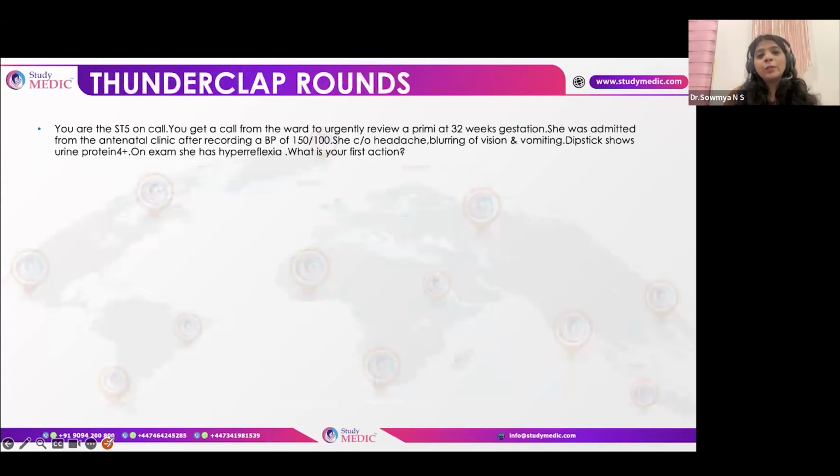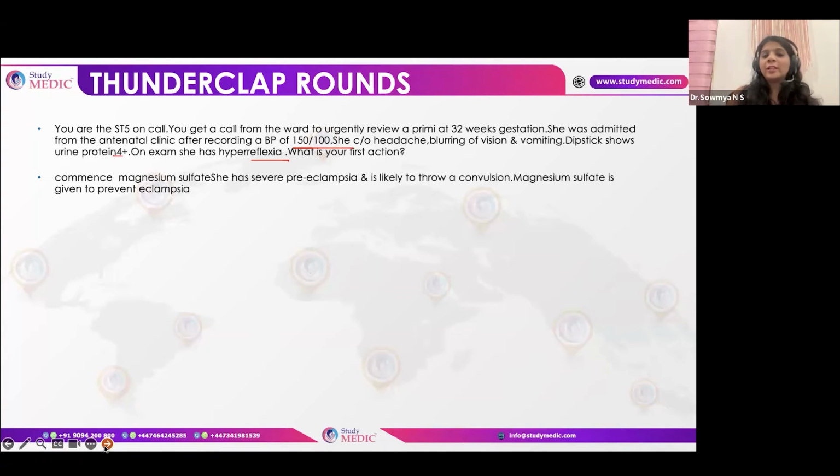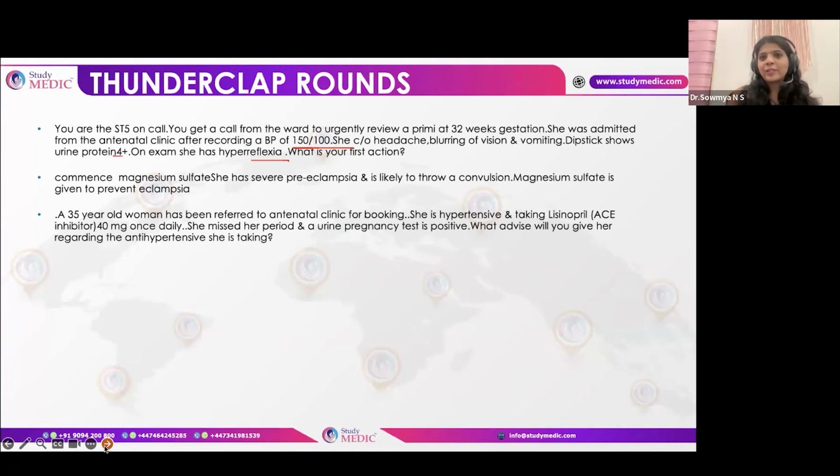Next is what to do in all these things. Okay, I'll just tell you the keywords here. Somebody who is presenting at 32 weeks, BP 150/100, headache, blurring of vision, vomiting, dipstick urine protein 4 plus, hyperreflexia. So she is purely a case of impending eclampsia. She might throw a fit anytime. Obviously, you start with magnesium sulfate. You will be starting antihypertensives also, but the first thing you need to start is magnesium sulfate.